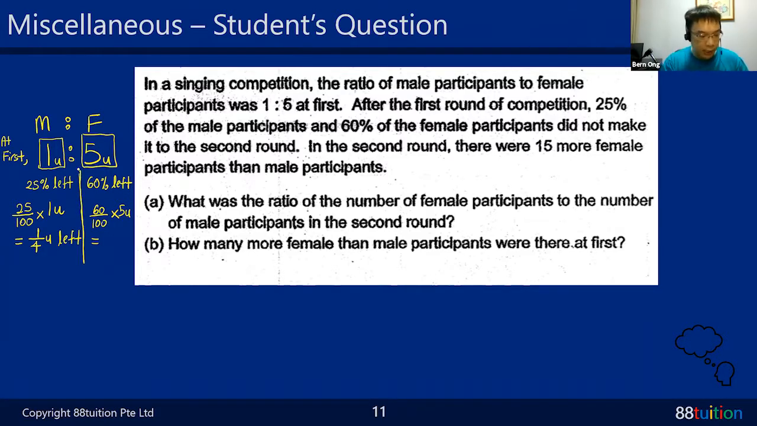So 60 over 100. All right. 60 over 100 times what? Times 5. That will give you a 3 unit. So 3 unit left. Why?